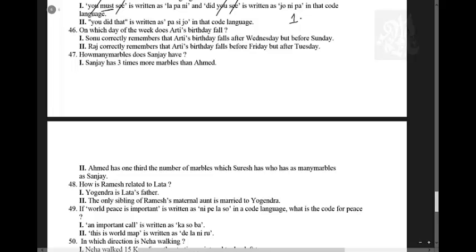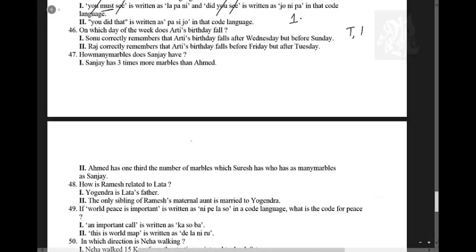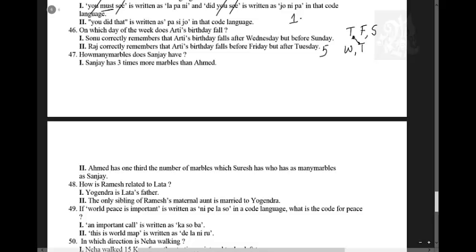On which day of the week does Aarti's birthday fall? Sonu remembers correctly. Aarti's birthday falls after Wednesday but before Sunday. So it can be Thursday, Friday, Saturday. Raj remembers correctly. Aarti's birthday falls before Friday but after Tuesday. So it can be Wednesday, Thursday. What is the answer? Thursday. Both are required. Answer? 5.